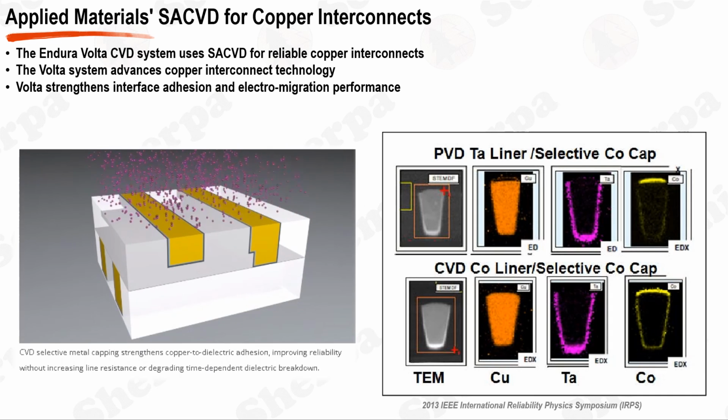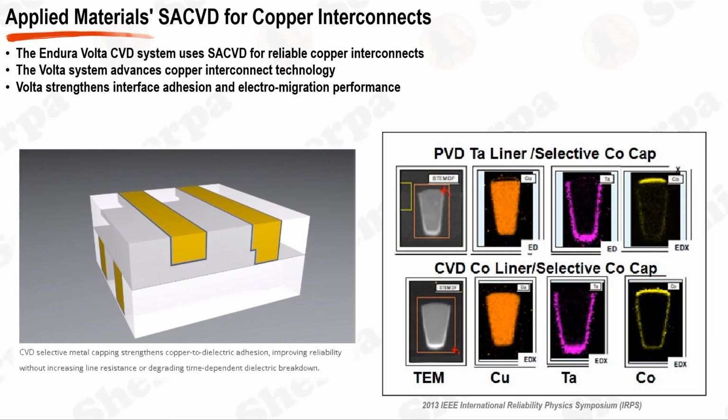Selective area chemical vapor deposition, SiCVD, as the name suggests, is a process that allows specific areas on the surface of a semiconductor chip to undergo material deposition.